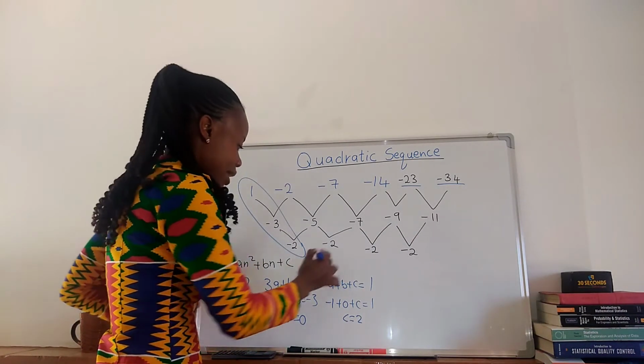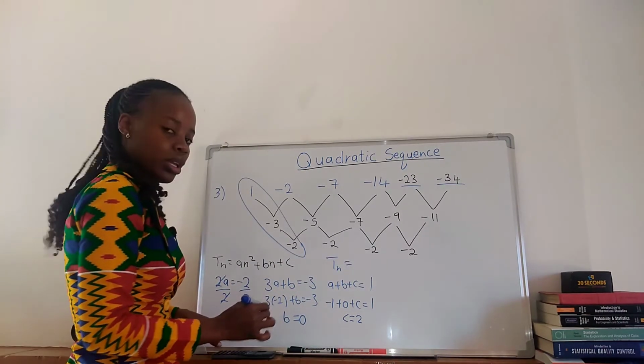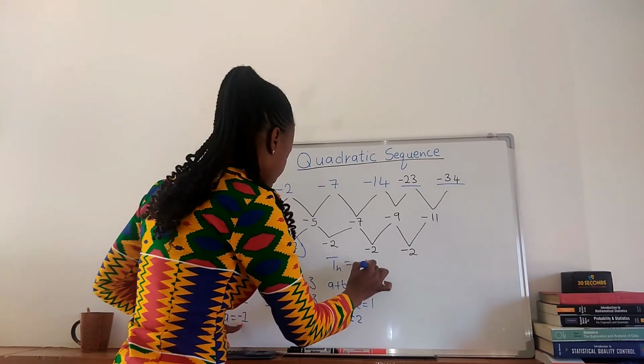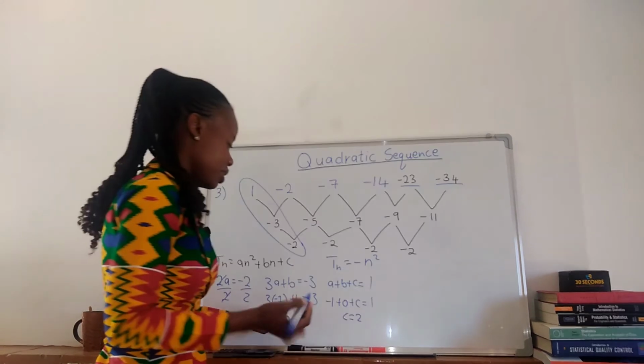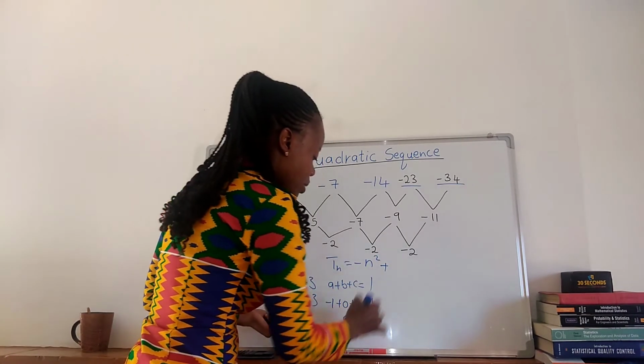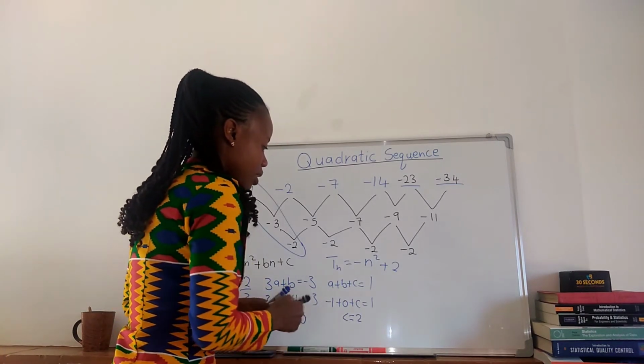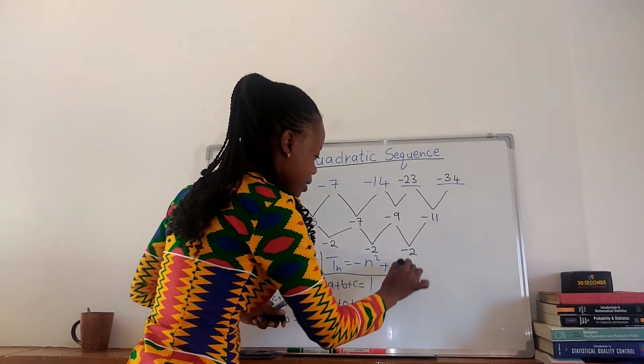So our nth term expression is going to be Tn equals, a is -1, so -n squared, our b is 0, so it means it's going to be 0 plus c, and our c is 2, right? So this is our answer.